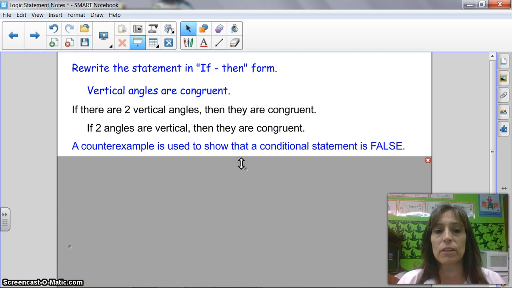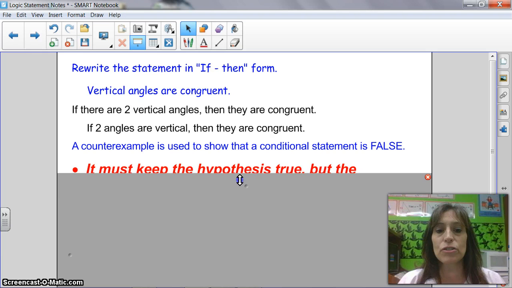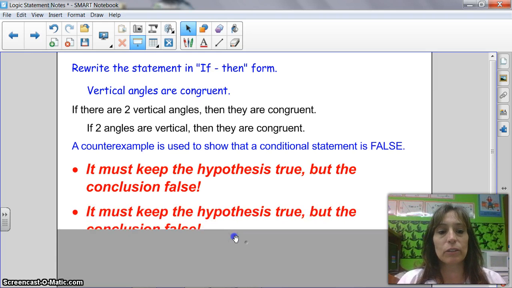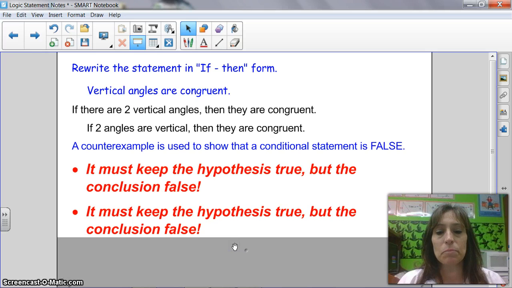Now, the second part of this is a counterexample. Now, a counterexample shows that a conditional statement is false, so it is not true. All right, and here's the most important thing about it. It must keep the hypothesis true, but the conclusion part is false. Okay, so again, one more time. It must keep the hypothesis true, but the conclusion part is false.